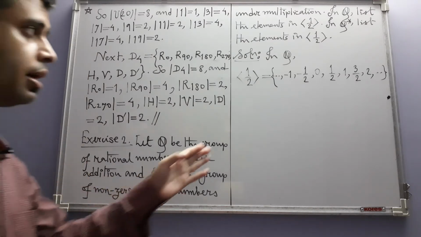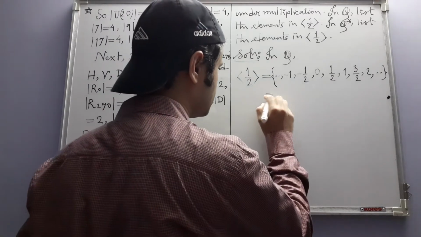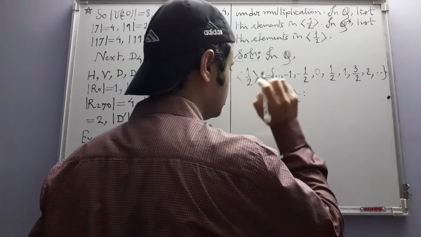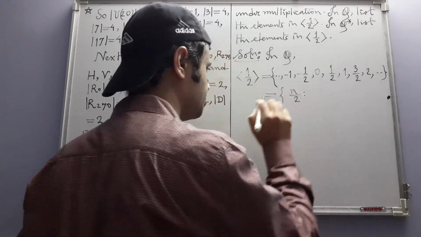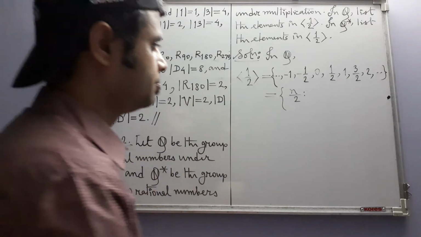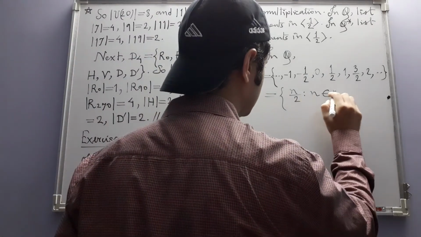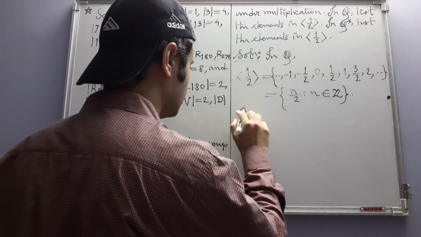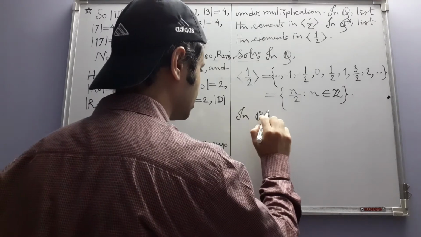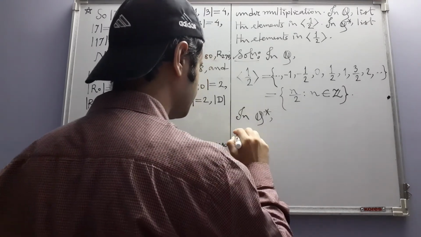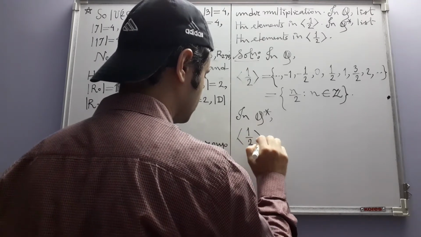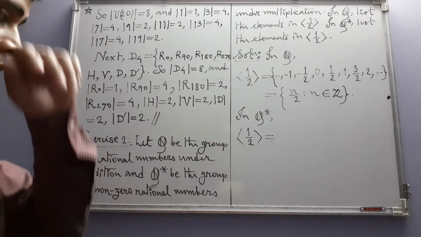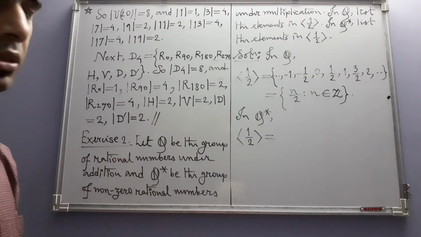In fact, you can see that this set is actually equal to this set, where the general element looks like n divided by 2, where n is an integer. And on the other hand, in Q star, which is a multiplicative group, this cyclic subgroup generated by 1 by 2 consists of all integral powers of 1 by 2.